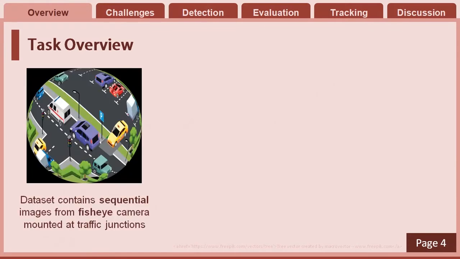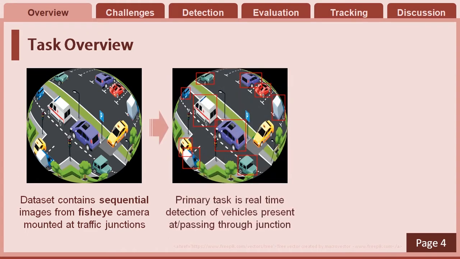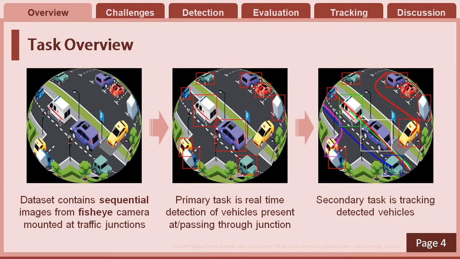The dataset provided for our task included traffic images taken with a fisheye camera. The first task is the real-time detection of vehicles present in the frame. The second task is to track the vehicles that were detected in the previous step and obtain their trajectory.